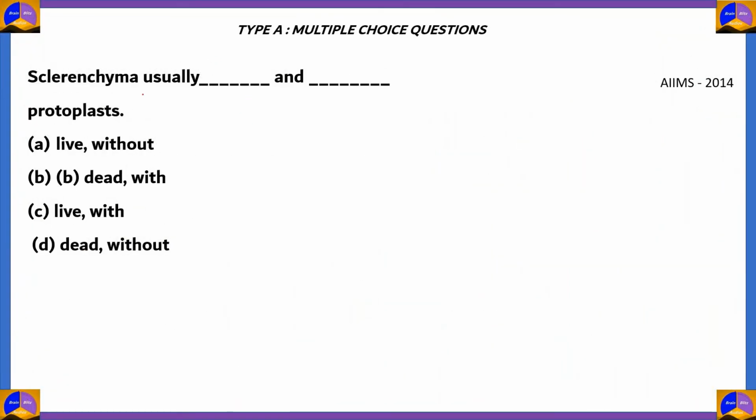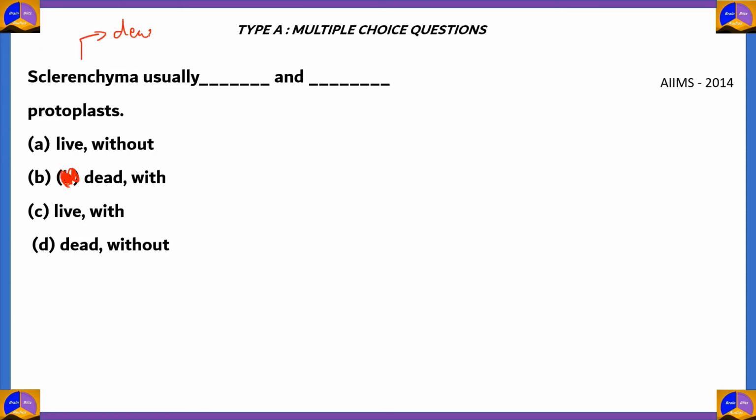Next question. Sclerenchyma usually dash and dash protoplasts. We have to fill in the blanks using the options. A, live without. B, dead with. C, live with. And D, dead without.